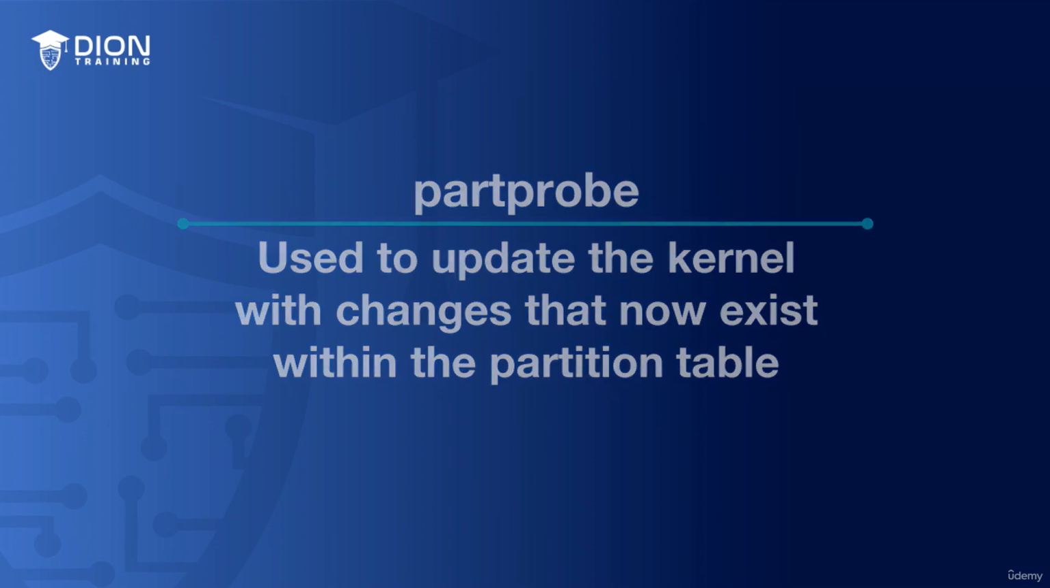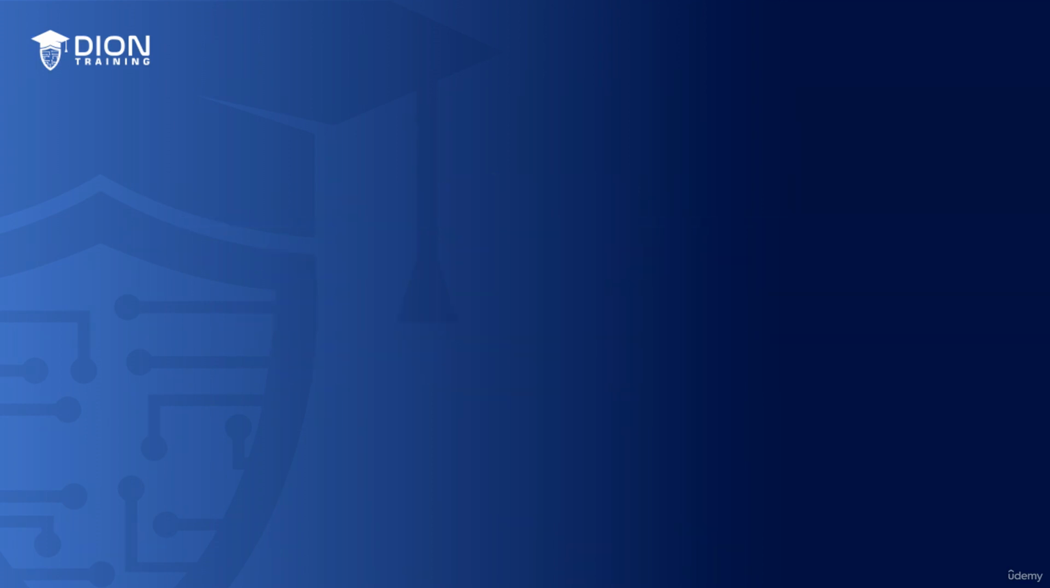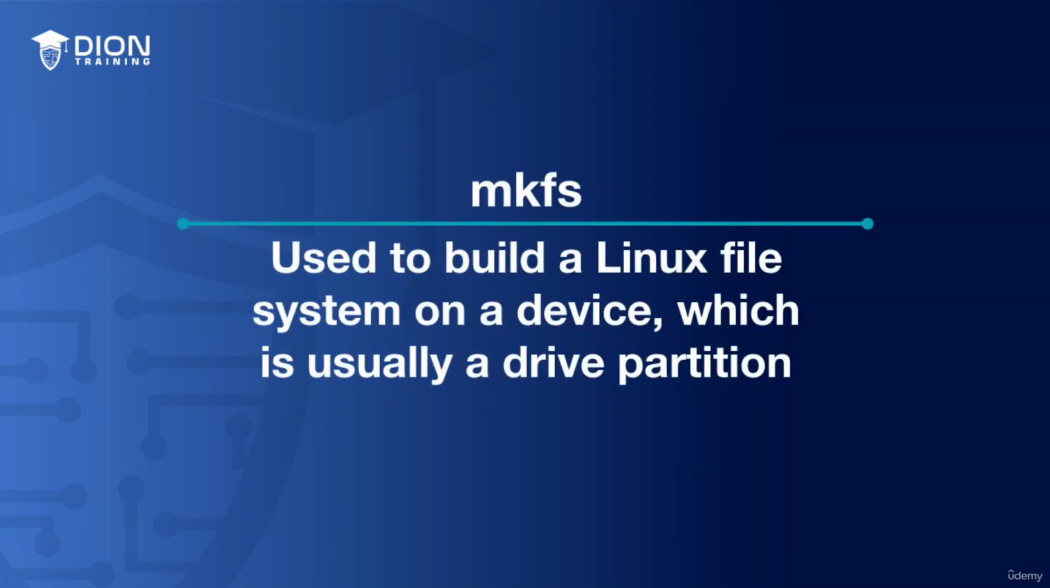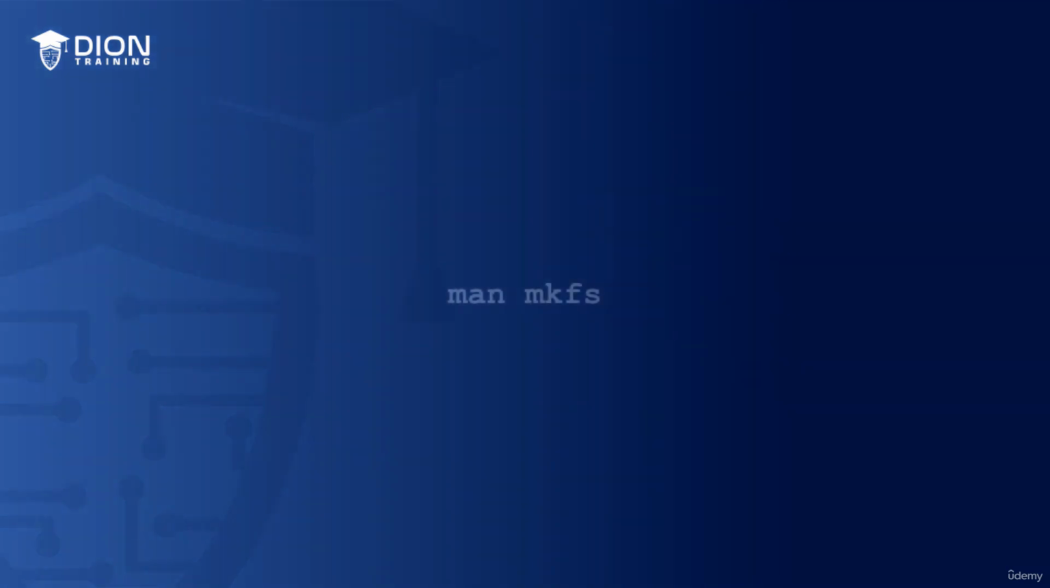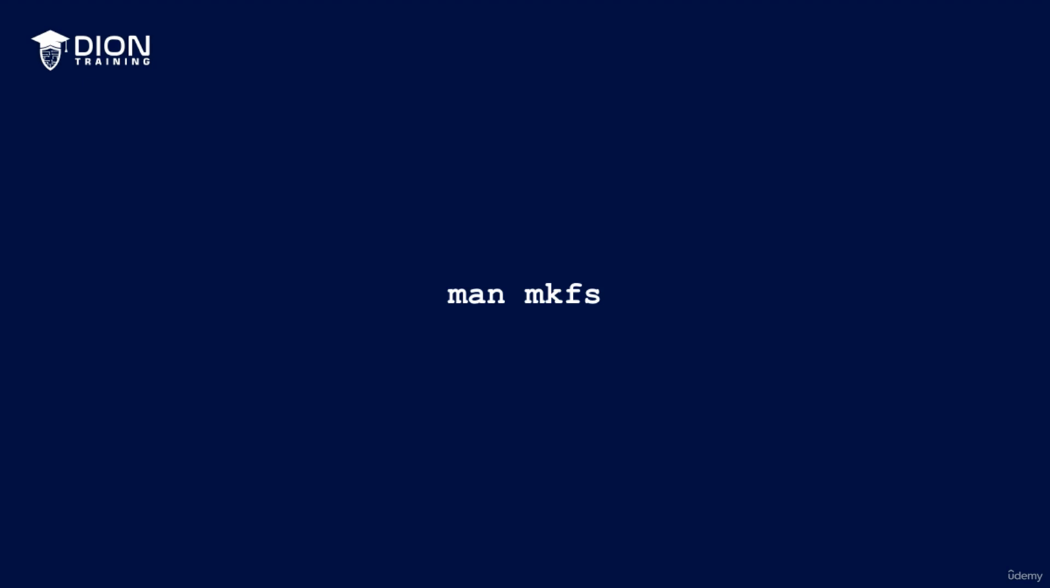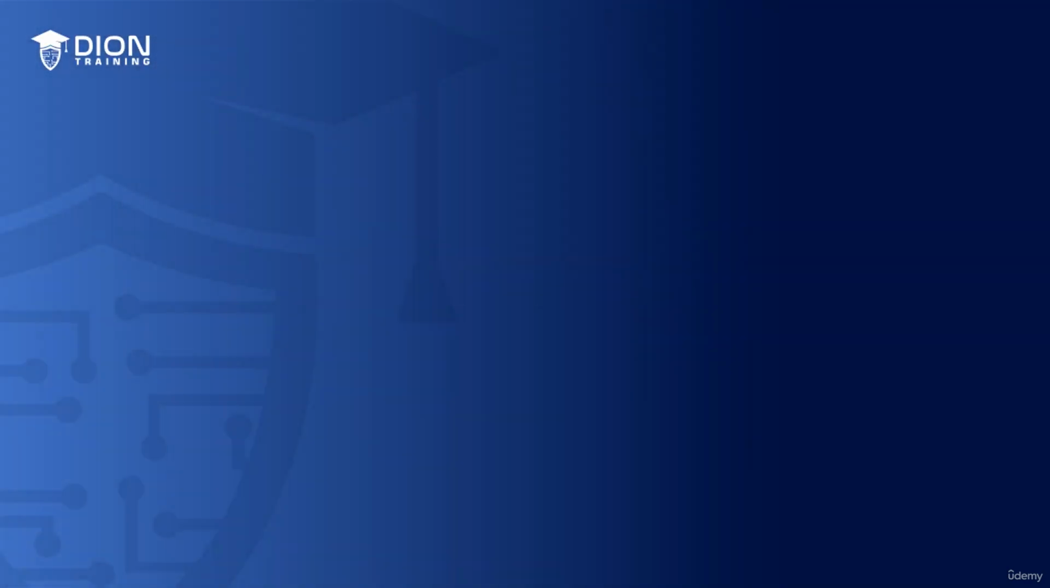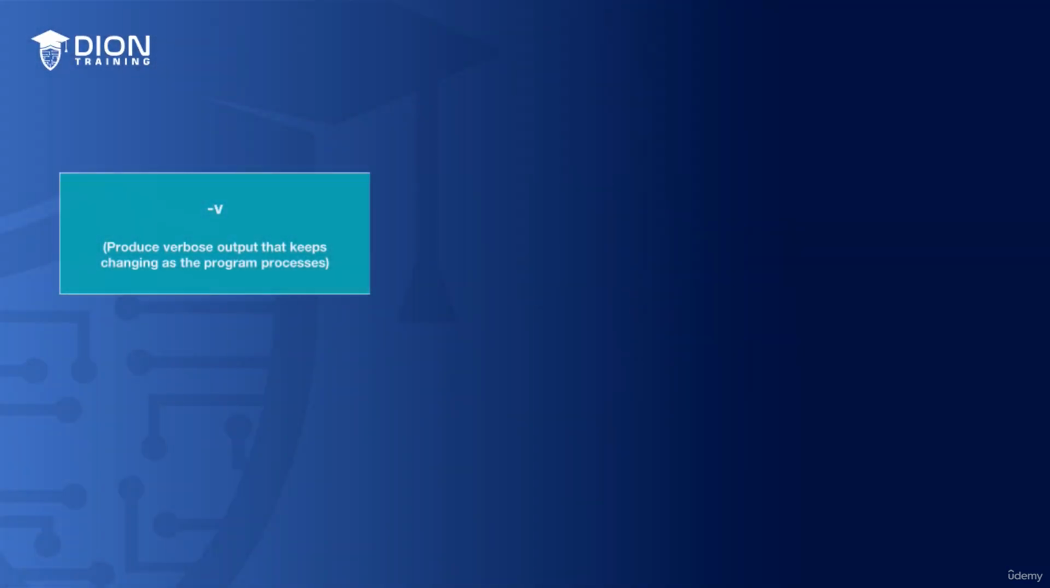Another important command to know is the make file system command, which is written as mkfs. The mkfs command is used to build a Linux file system on a device, which is normally going to be a drive partition. Now, we're going to talk about some of the options of the mkfs command here and give you some of their basic descriptions. If you want to learn more, you can always type man mkfs at your command prompt and learn more about it. First, we have option -v.